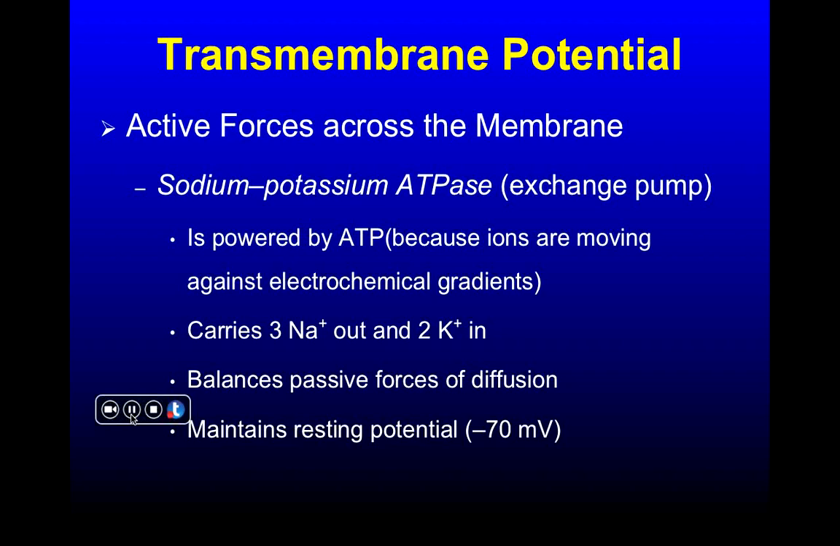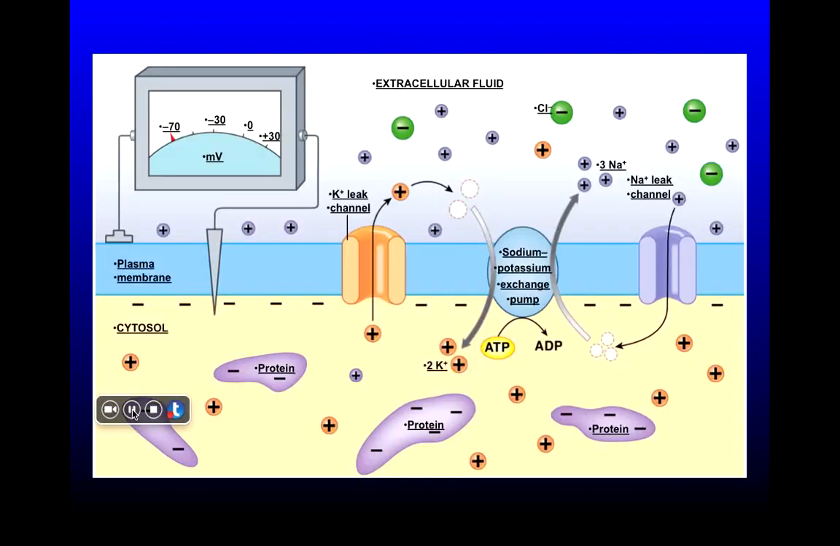The prime example of an active transport is the sodium-potassium ATPase pump. This particular pump pumps sodium against its concentration gradient and potassium against its concentration gradient. So we'll have to see this one in action too.